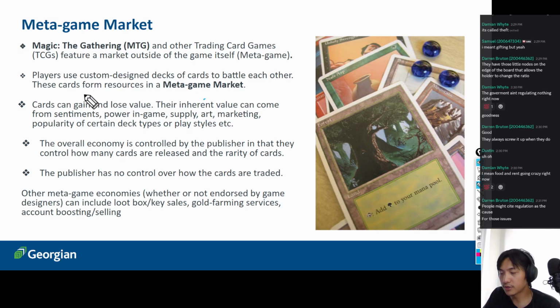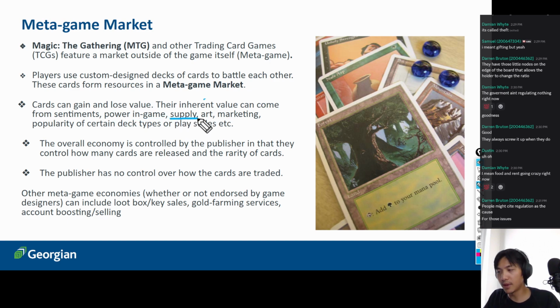And sometimes people value certain cards more or less. The value of a card, of what people are willing to pay for a card, can depend on sentiments regarding a card. If it won a certain tournament, it has some kind of historical value to this person. If it has good memories for that person, the card's value can change. How much people are willing to pay for it changes based on how powerful it is in the game, if it's banned or not.